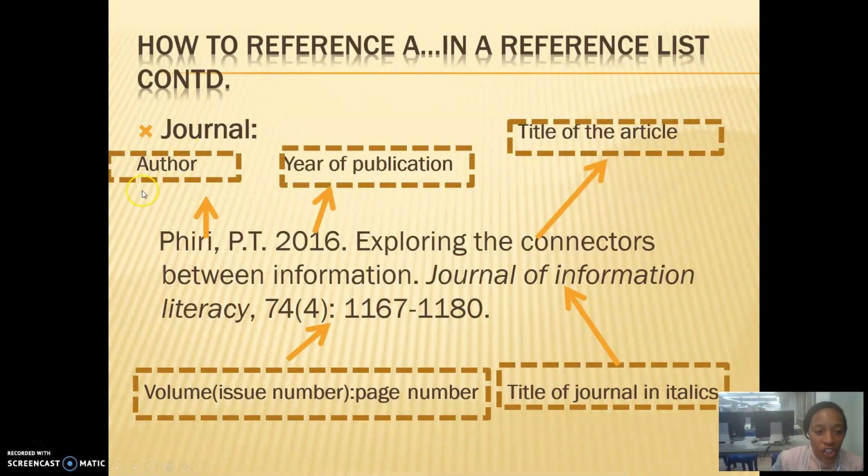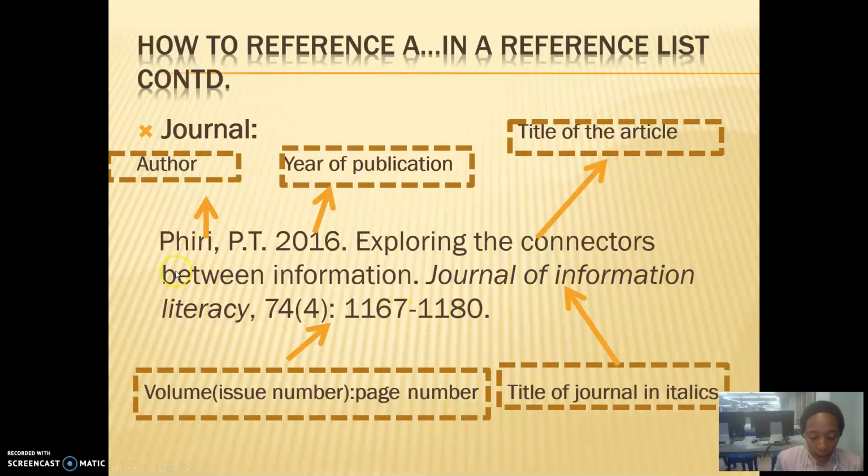And then a journal. With the journal, you have the author, the year of publication, the title of the article, and then remember, the title of the journal has to be in italics, and then you have the volume, the issue number, and the page numbers. The page numbers do not say that you got your information from 1167 to 1180, but that the article ranges from 1167 to 1180.